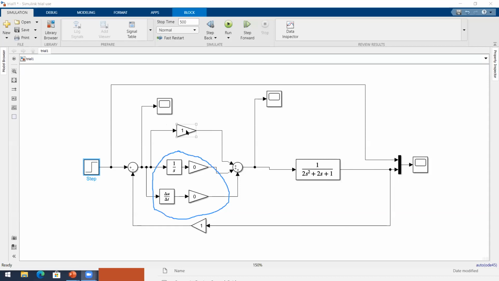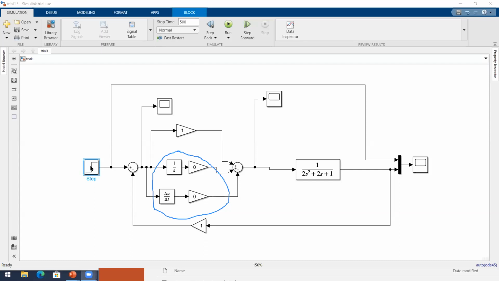It will be GC(s) multiplied by G(s) divided by 1 plus GC(s) into G(s). Suppose if it is an open loop system, then it is just 1 into this one: GC(s) multiplied by G(s). If it's a closed loop system, it is GC(s) into G(s) divided by 1 plus GC(s) into G(s). This is what we derived the other day. Any doubts in that? Yes, sir.